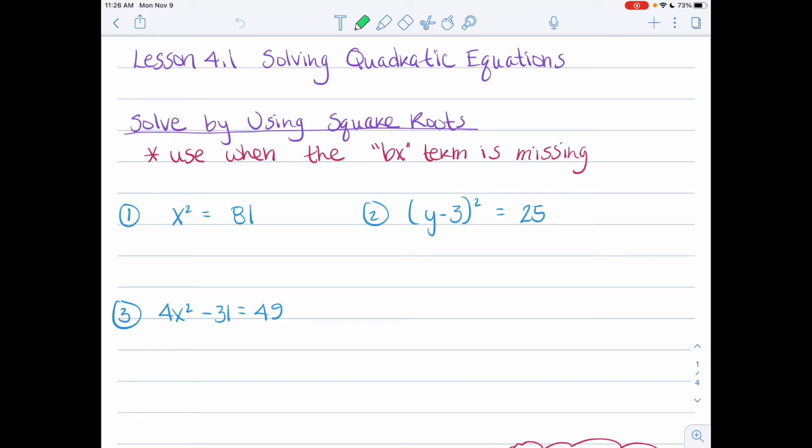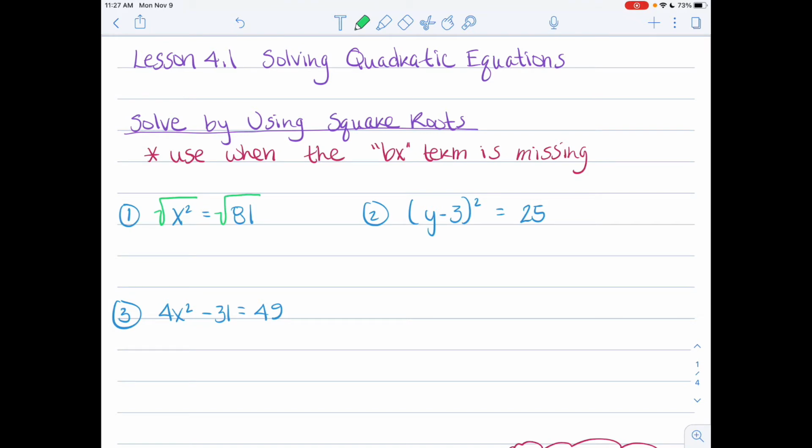talking about that middle term. So let's notice that this first one has an x squared and a constant, but no b times x term. It is set up the way that we want to have it for solving with square roots, with the squared term on one side and the constant on the other. And so in order to undo squaring x, we want to take the square root of x. However, if we do that to one side of the equation, just like when we add, subtract, multiply, or divide, we have to do it to the other side of the equation as well.